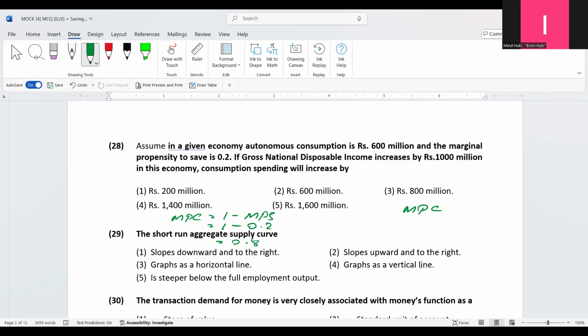How do we estimate MPC? Change in consumption divided by change in disposable income. So this is 0.8. Delta C is what we are looking for. Delta YD is 1,000. So 0.8 into 1,000 equals delta C. That's 800. So the correct answer is 800, answer number 3. Is that clear?